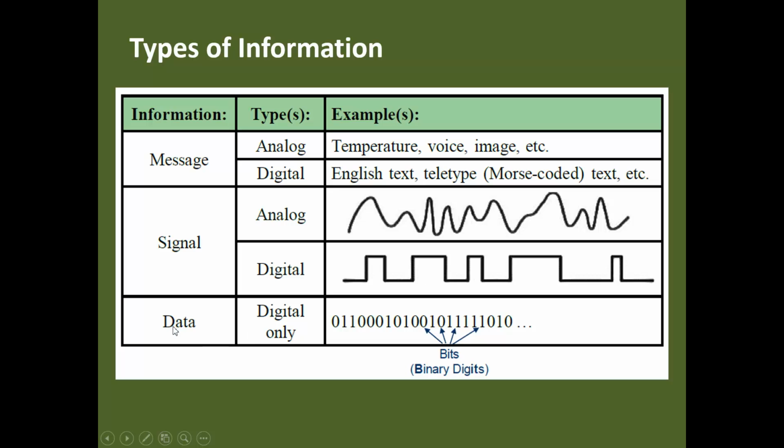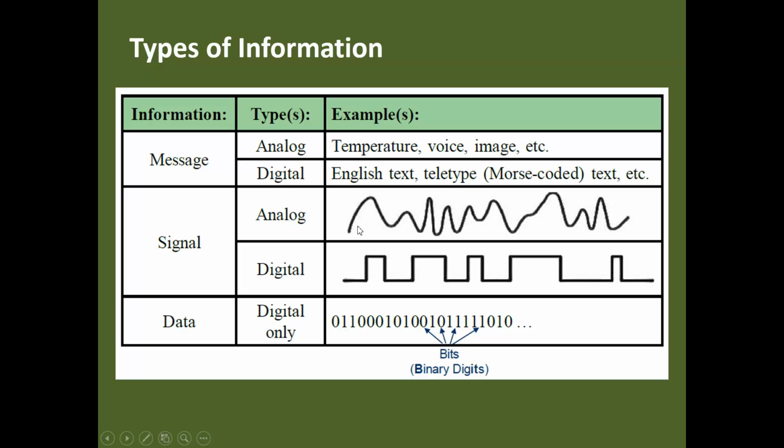Data is digital only, it cannot be analog. So data is actually the presence of zeros and ones, right? These are known as the bits, and these we call the binary. So this becomes the data. There are three types of information that we are discussing at present. One is message, the other is signal.